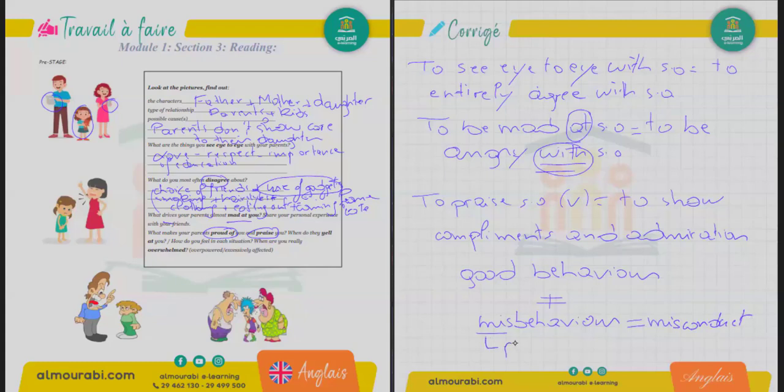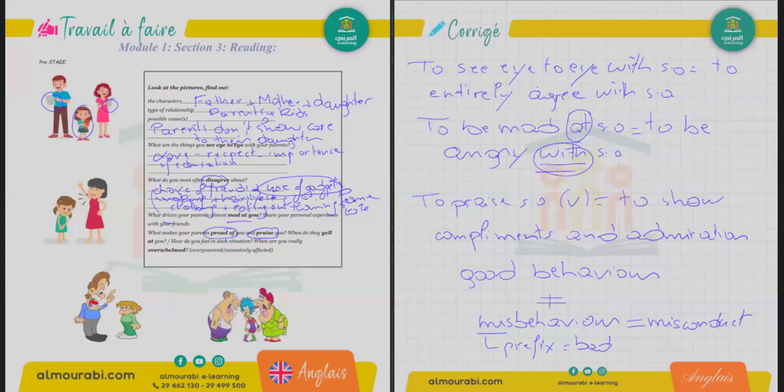Mis, it's a prefix that means bad. Here it means misbehavior, this is bad behavior or bad conduct. Le mal comportement. If we just misbehave, they would be mad at us. But if we behave well, of course, they will praise us about that. If we help them at home, they will praise us about that.